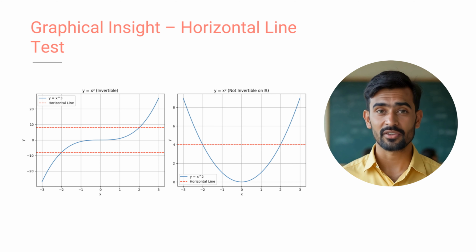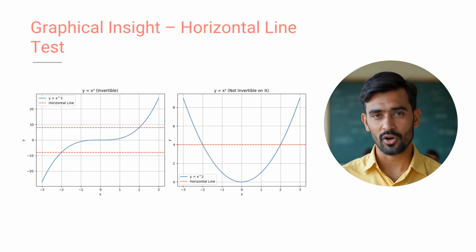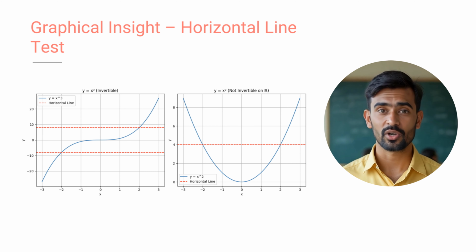Visually, we can test if a function is invertible using something called the horizontal line test. Here's how it works. Draw horizontal lines across the graph of the function. Now observe. If any horizontal line intersects the graph more than once, the function is not one-to-one, and that means it's not invertible. Let's look at two examples.